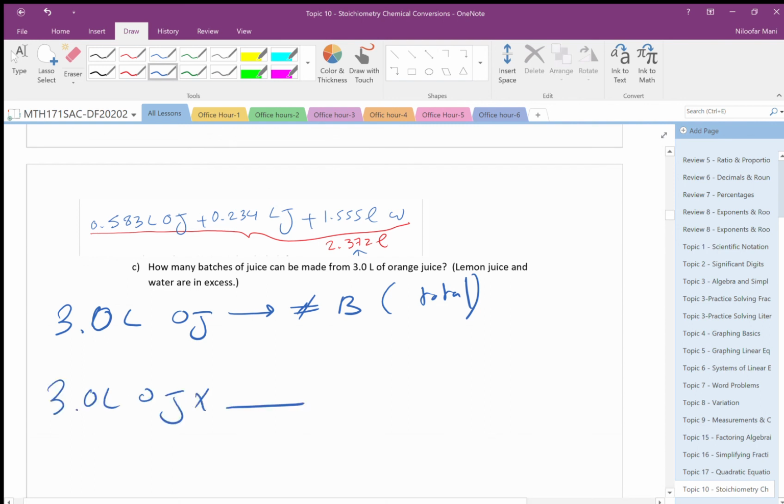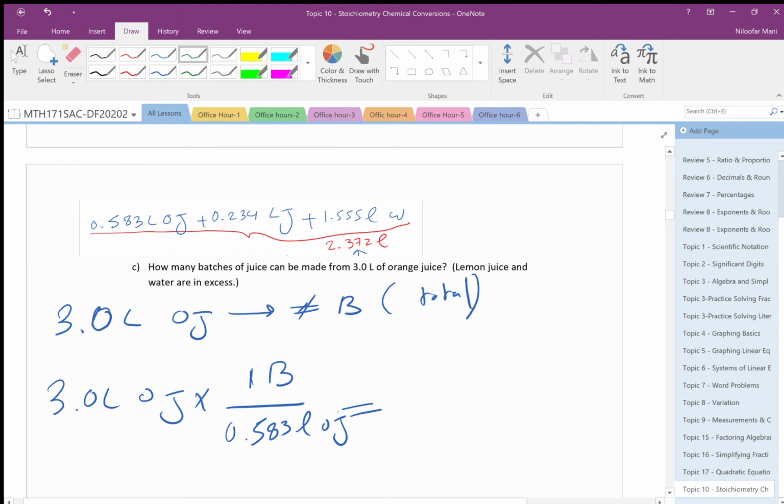Okay, so how much orange juice? Oh yes, perfect. So I have 0.583 liter of orange juice. Give me how many batch? One batch. Okay, so done. I don't need to do any more conversions.